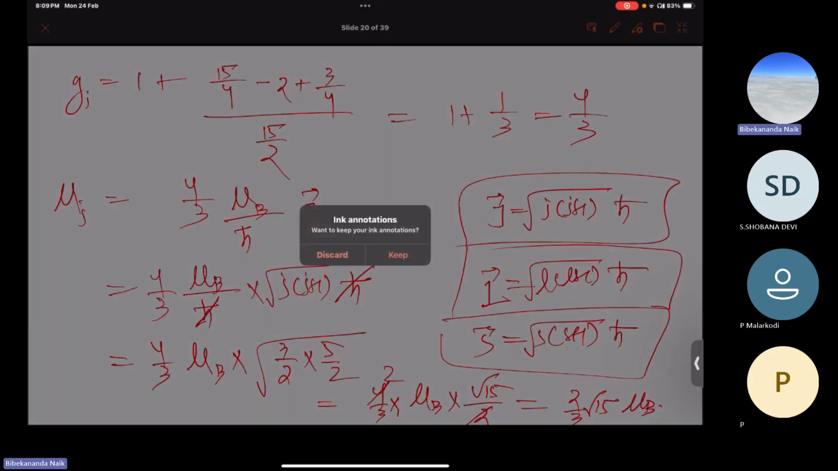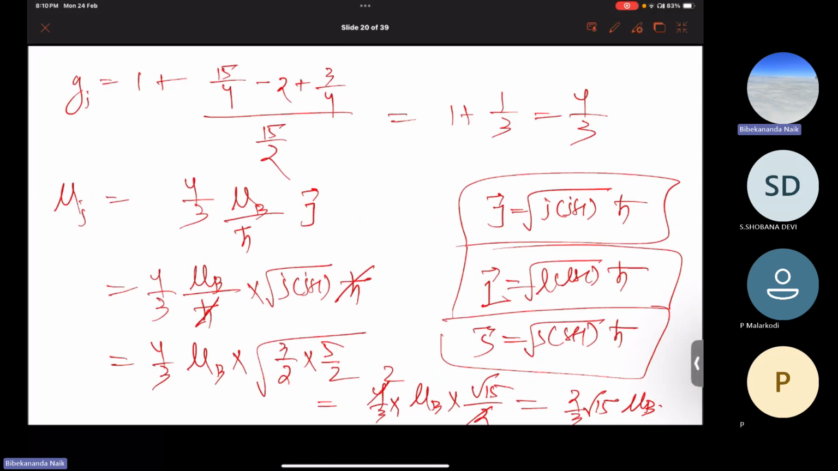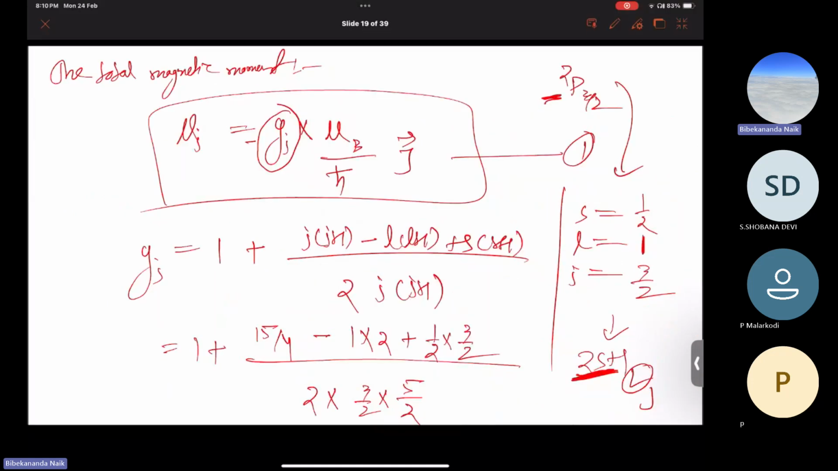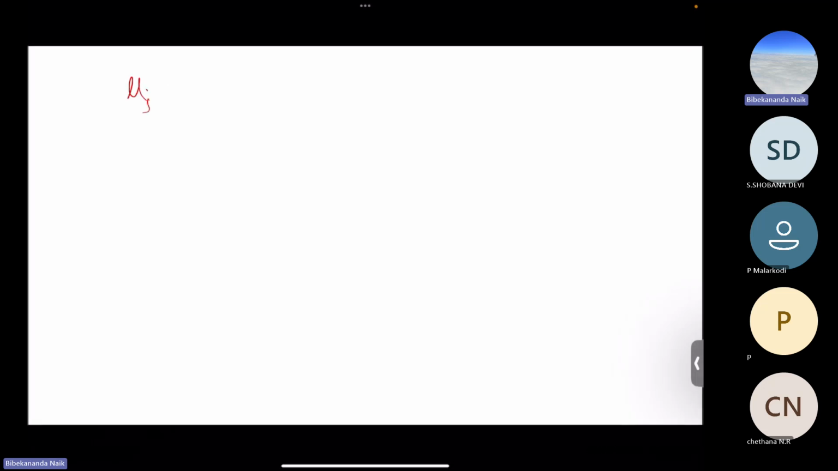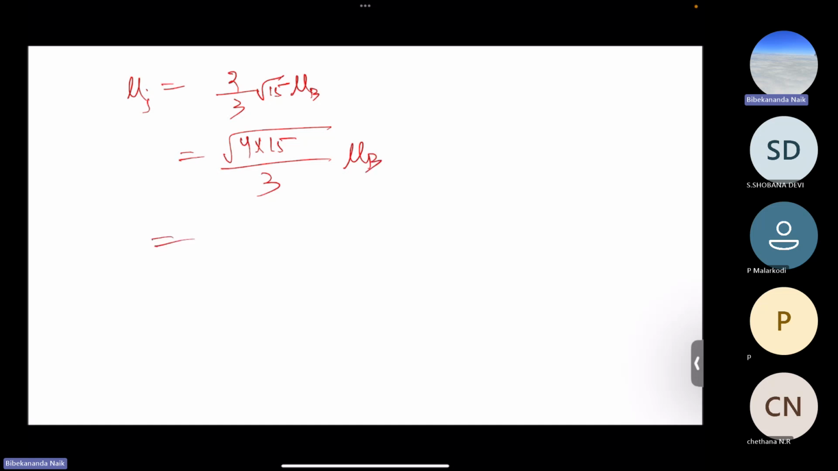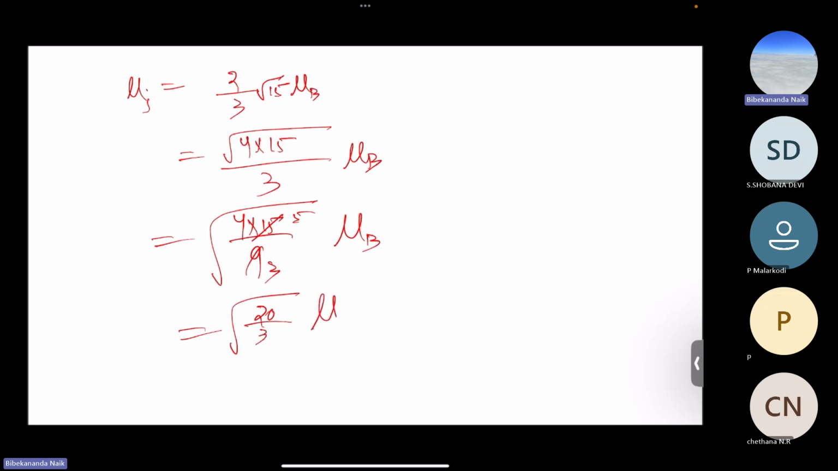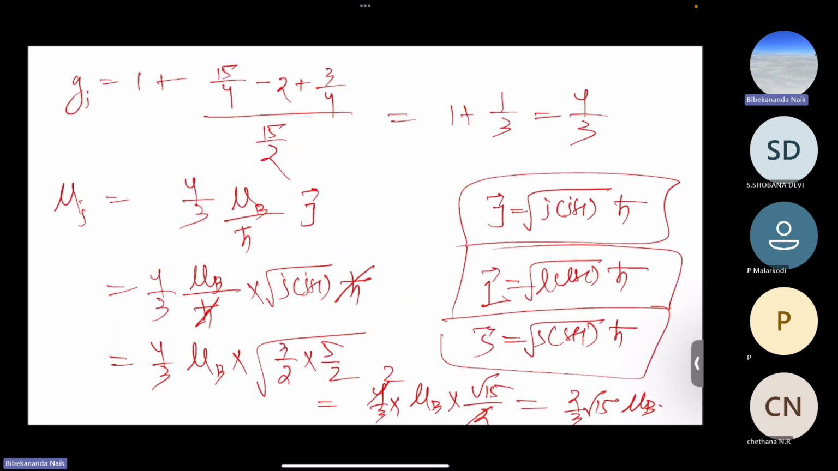let me add another slide. So mu j will be 2 by 3 root 15 mu b. So it is root over 4 into 15 by 9 into mu b. So 15 by 5, this is 3. So it is root over 20 by 3 into mu b. So mu j is root over 20 by 3 into mu b.